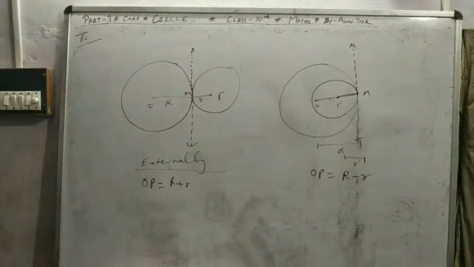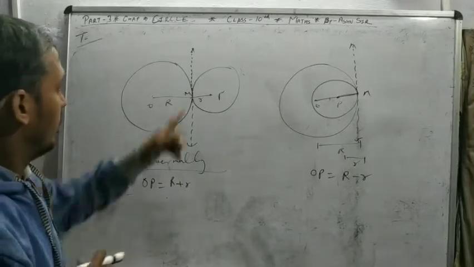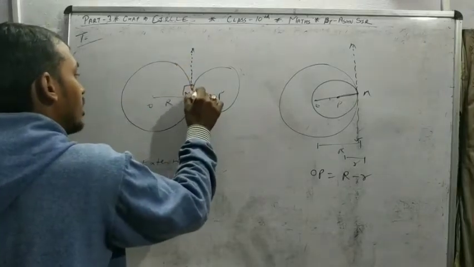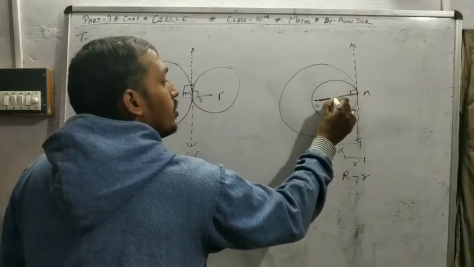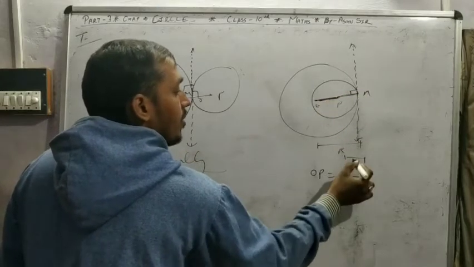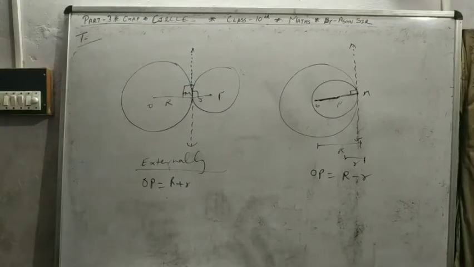This concept is used in many questions, and you have to use it to solve them. Tangents always make a right angle on both sides, and this OP means capital R minus small r. So pause this video and note it down.